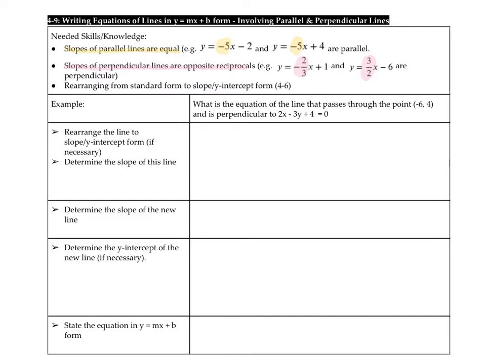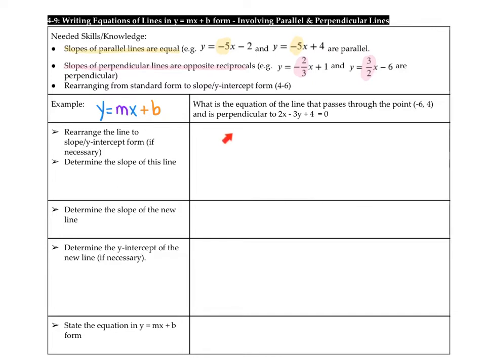Now, in this example, it reads, what is the equation of the line that passes through this point and is perpendicular to this line? As always, in order to determine the equation of a line, you need to know the slope, which is the m, and it goes in front of the x, and you need to know the y-intercept, which is the b, which comes after the x. You may be given the slope, you may be given the y-intercept. If not, you need to use your tools that we've learned in the previous lessons to figure it out.